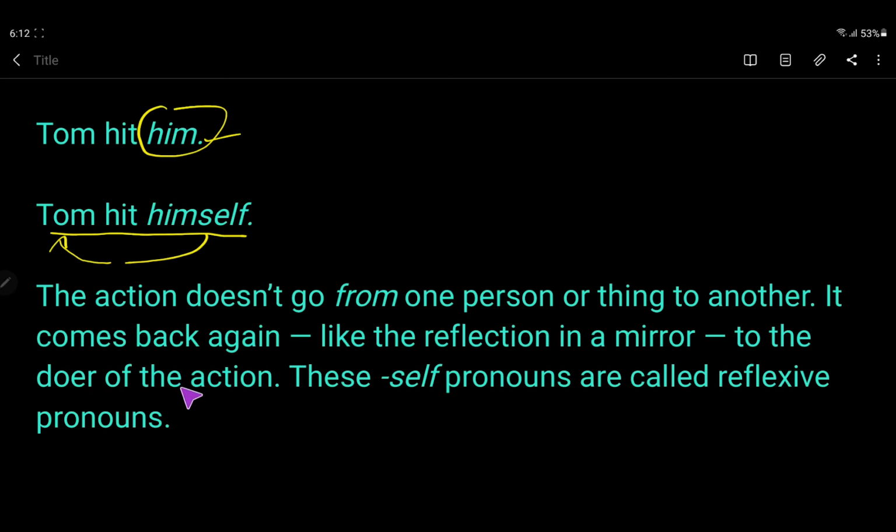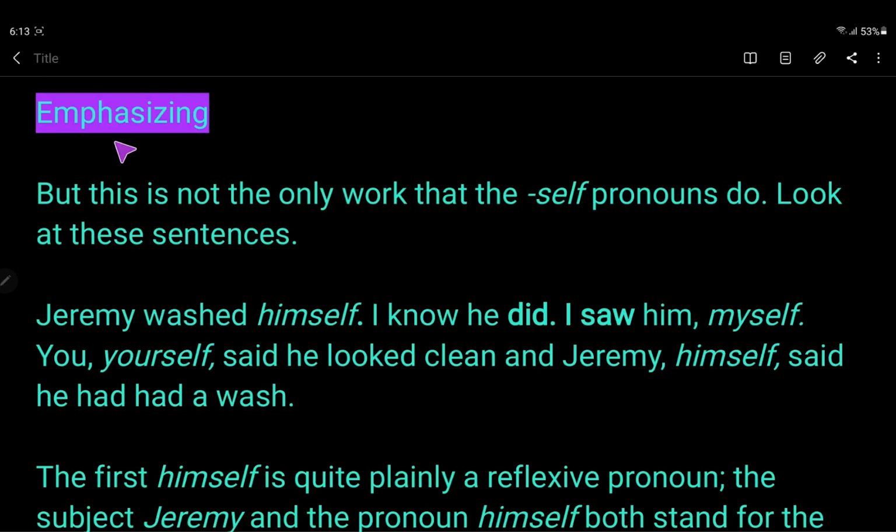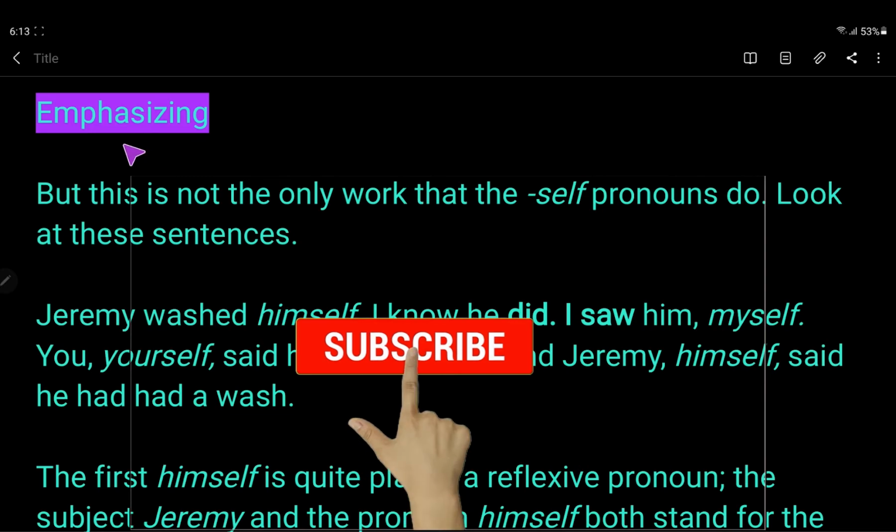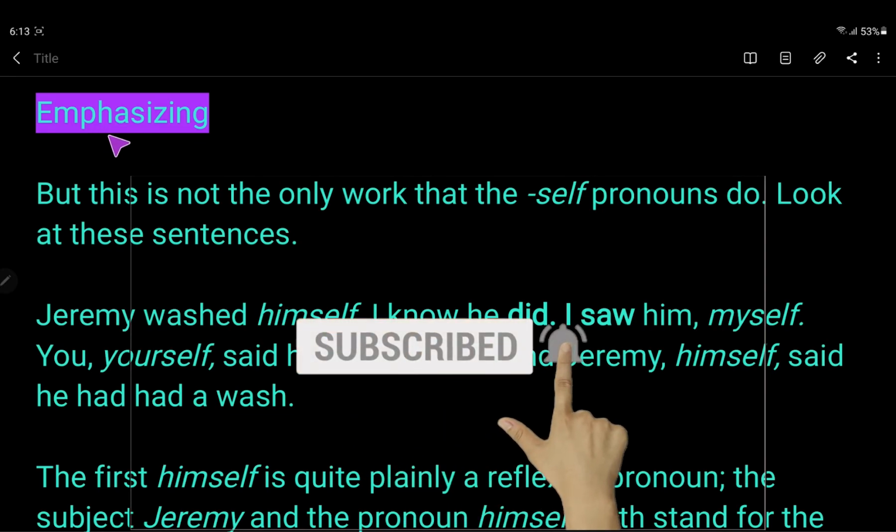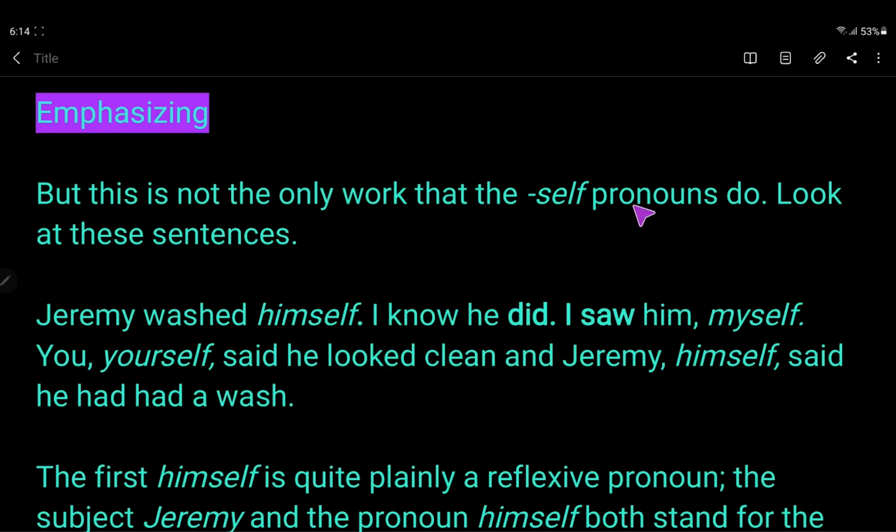To the doer of the action. Who is the doer in this sentence, or the previous sentence we have read just before? We have found that all the self pronouns are coming back to the subject, like the reflection in a mirror, to the doer of the action. These self pronouns are called reflexive pronouns. This is our today's topic, emphasizing. It's the same thing as the reflexive pronoun, actually, but this is not the only work that self pronouns do.